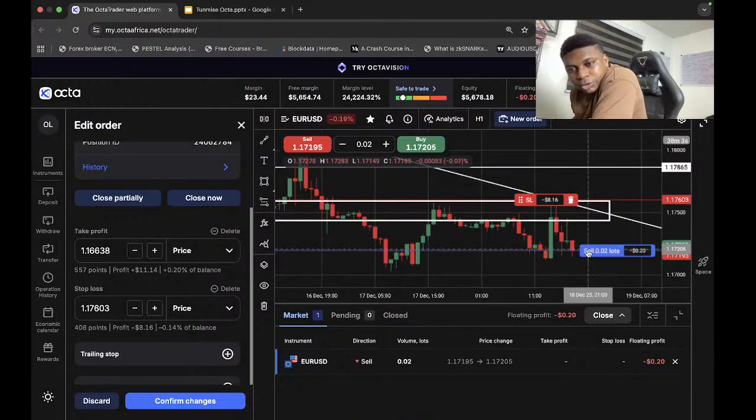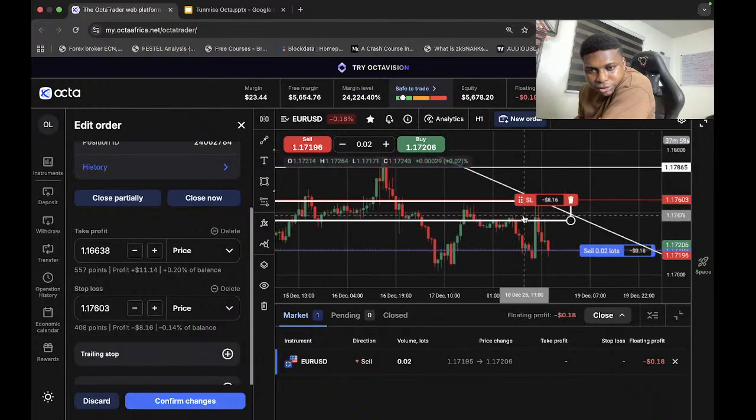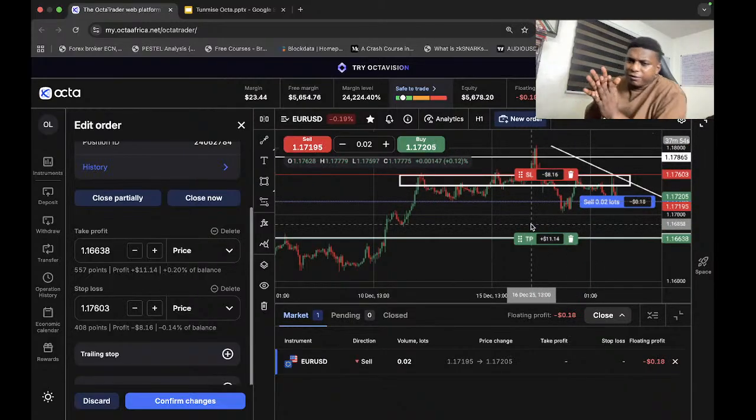I'm going to put my stop loss here, and have my take profit there. So not much of a 2:1. However, I would be making more money from my target than I'll be losing.